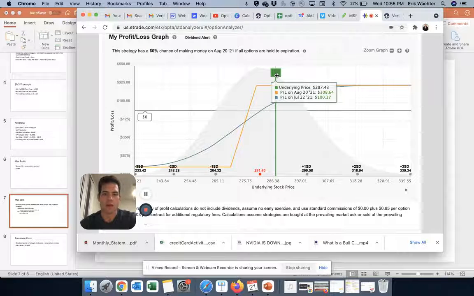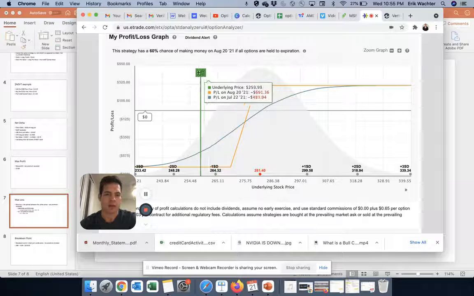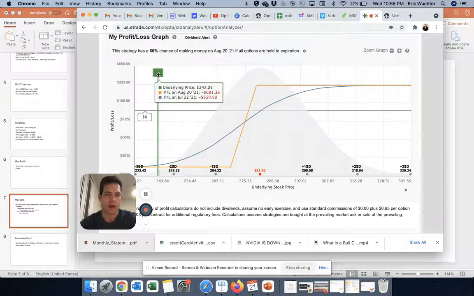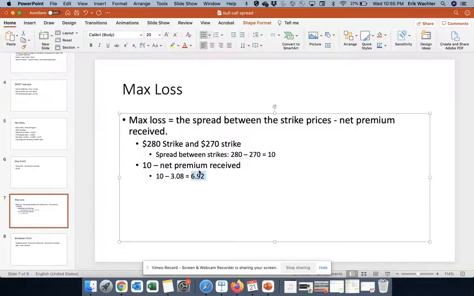So let's go back and confirm that. Let's say the stock moves all the way down here. You can see that 691 is the max loss. Okay, and that 691, 692, close enough, is the max loss. So that should make sense.